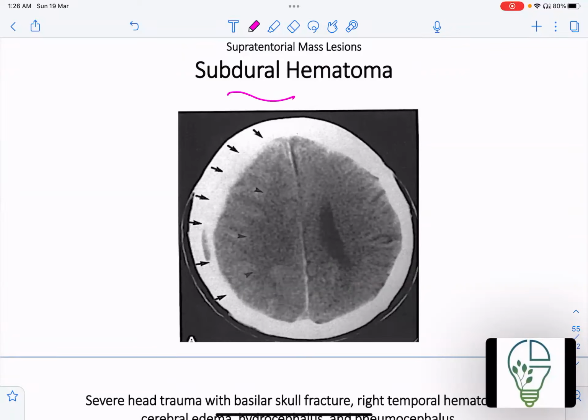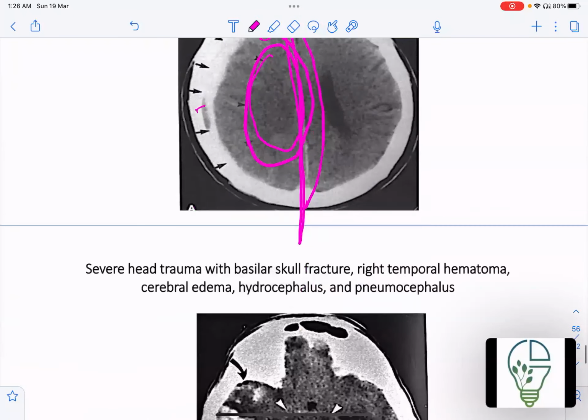It's crescent shaped, so it's not very clear. It's right about here. It's like this. And this has also caused a midline shift. So subdural is inside the dura mater. So you can see it here. This has also caused somewhat of a midline shift. The midline should have been here. So that's also caused a midline shift.